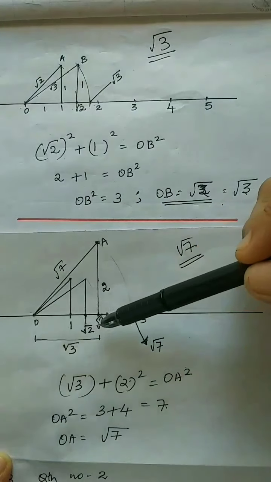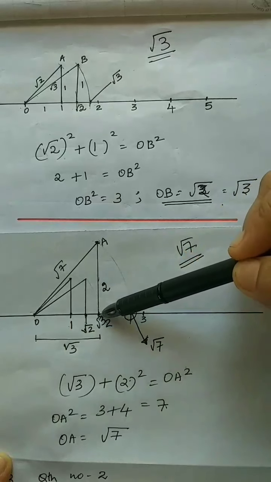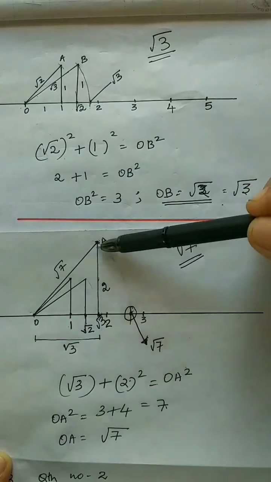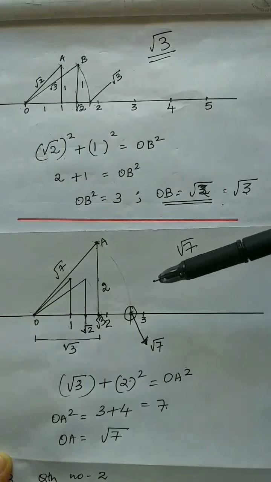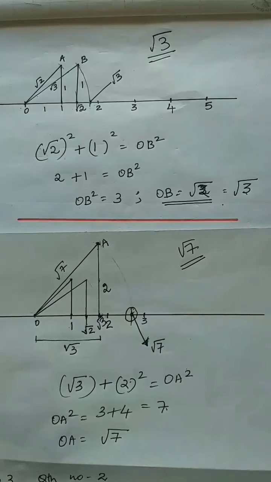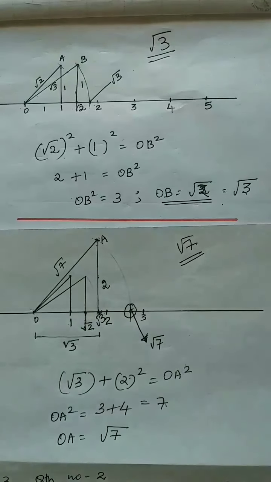So here, while taking root 3 as the base, according to Pythagoras theorem, root 3 square is 3 and 2 square is 4, and thus you will be getting root 7. This is the way to represent root 7 on the number line. Hope you are clear with this. And next, let's go to exercise 1.2 of this chapter.